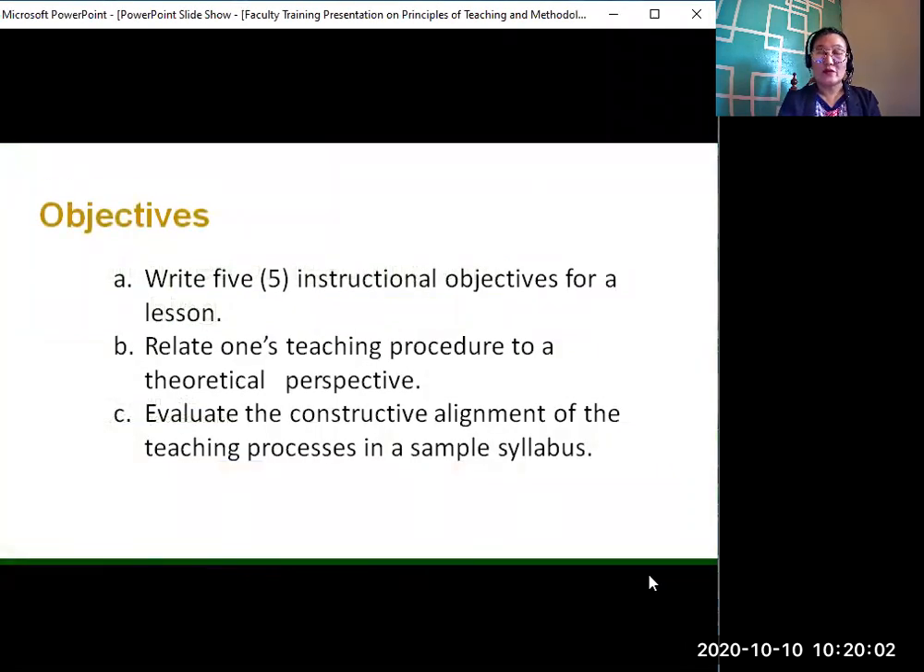These are the objectives of today's activity. Write 5 instructional objectives for a lesson. Relate one's teaching procedure to a theoretical perspective and evaluate the constructive alignment of the teaching processes in a sample syllabus.